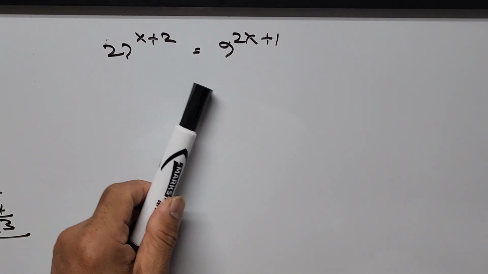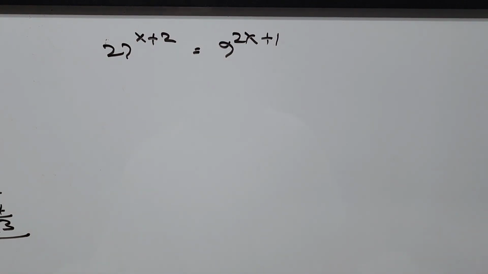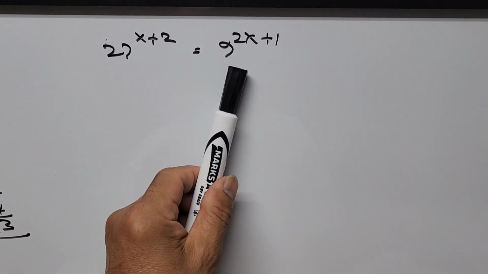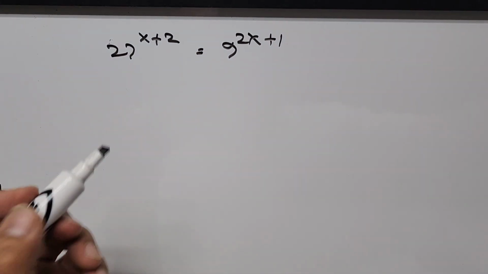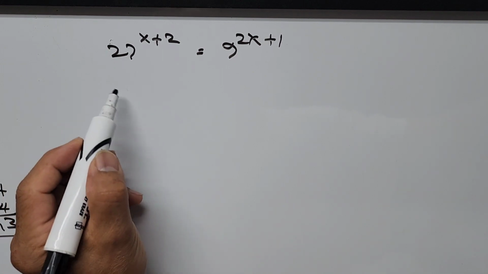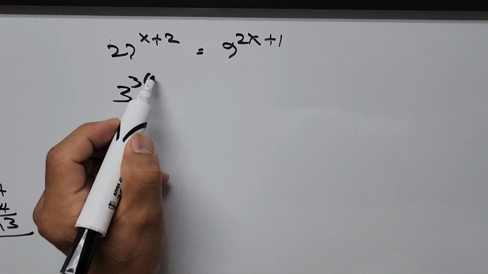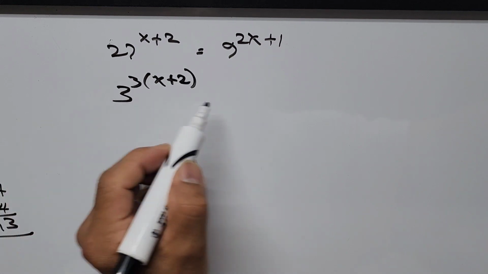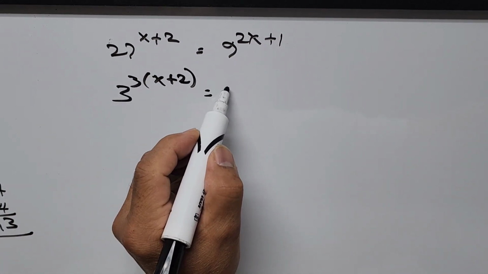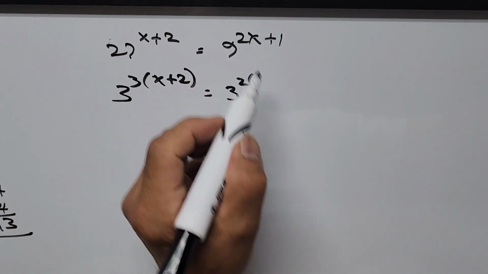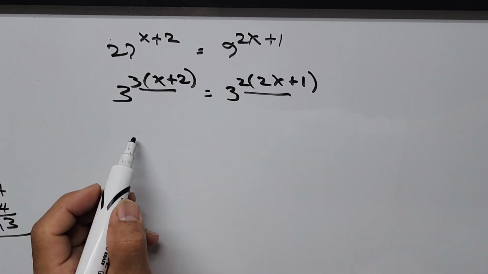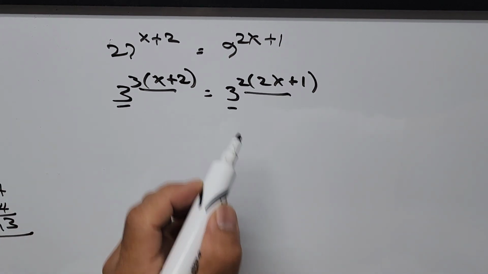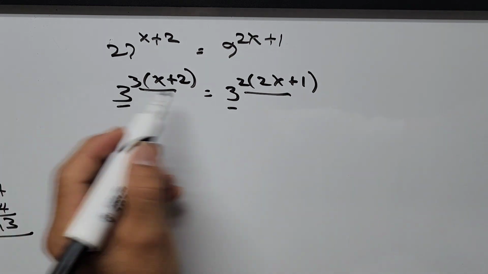Sometimes you might be given this kind of equation: 27 to the power of x plus 2 equals 9 to the power of 2x plus 1. So how do we solve this kind of exponential equation? We can convert to the same base, right? 27 and 9 can be converted to base 3. So 27 is 3 cubed, so 3 to the power of 3 times x plus 2 equals, since 9 is 3 squared, 3 squared to the power of 2x plus 1. So here, multiply the exponents, right?